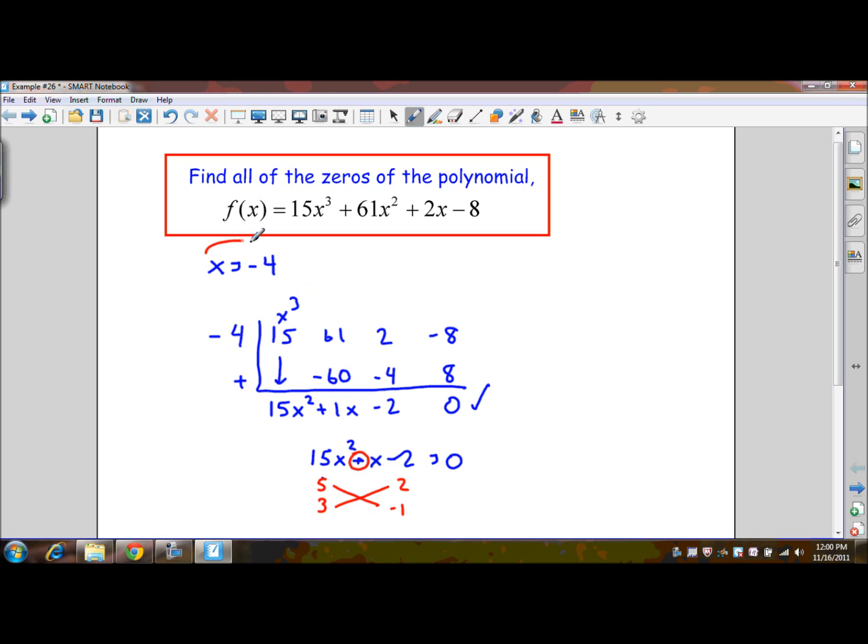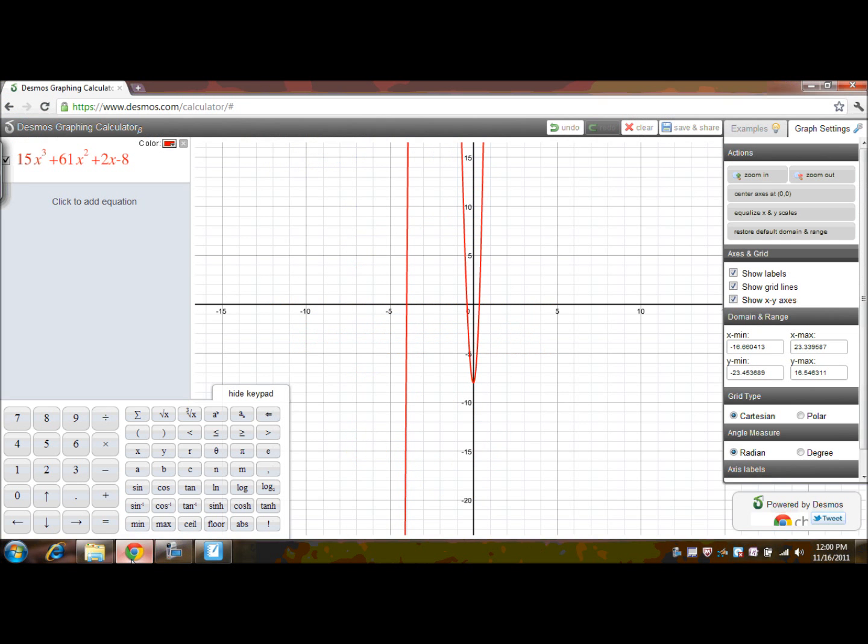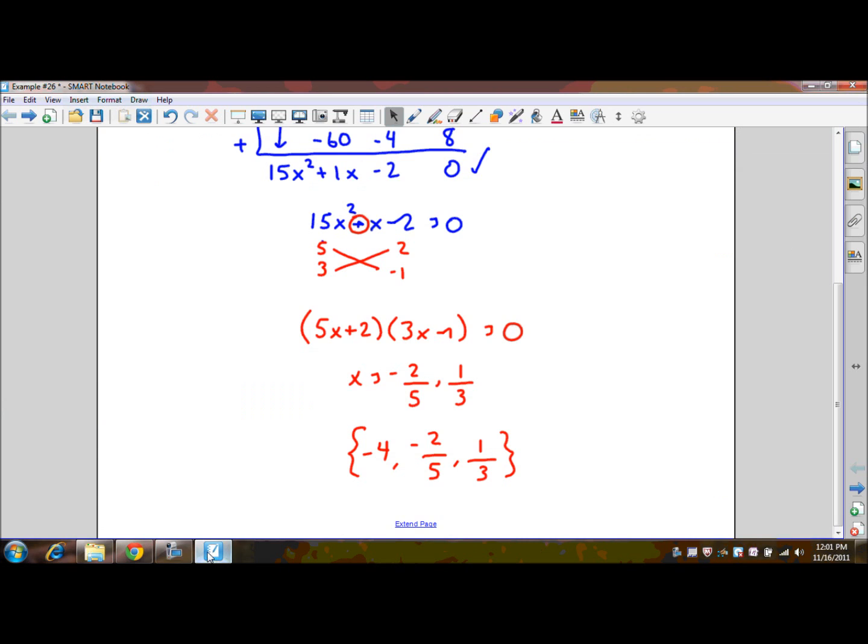Okay, so my missing zeros are -2/5 and +1/3. So if I put it all together, my initial zero that I found was -4. And then I used synthetic division to break it down into a quadratic so that I could find the last two. So if I were to write my solution set, I have -4, I have -2/5, and I have +1/3.